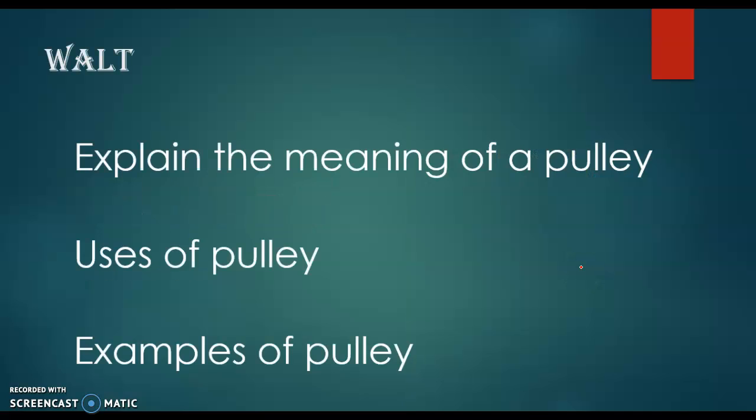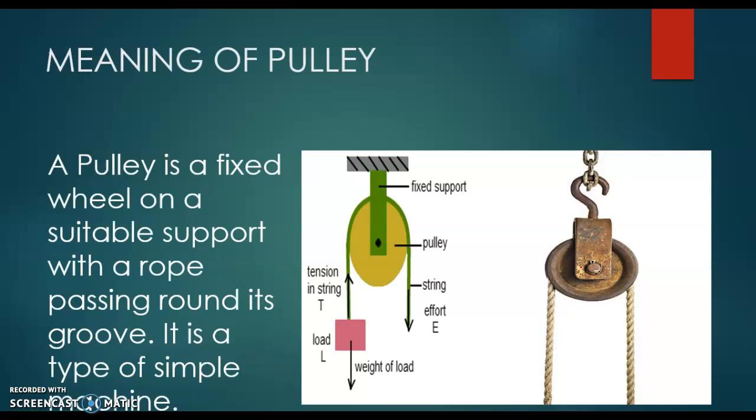Now, what are we going to learn today? Today, we're going to explain the meaning of a pulley, the uses of a pulley, and the examples of pulley. Now, what is a pulley? A pulley is a fixed wheel. Here is the wheel you see here. This is also a wheel. This wheel here is the pulley. Now, this wheel alone cannot make the pulley. Other things will add to it, like you see this little hook here, the chain.